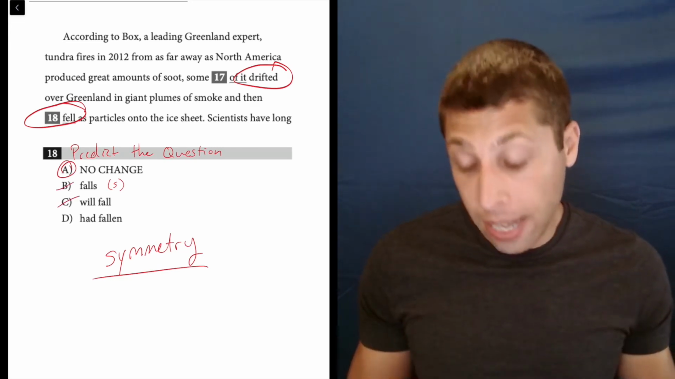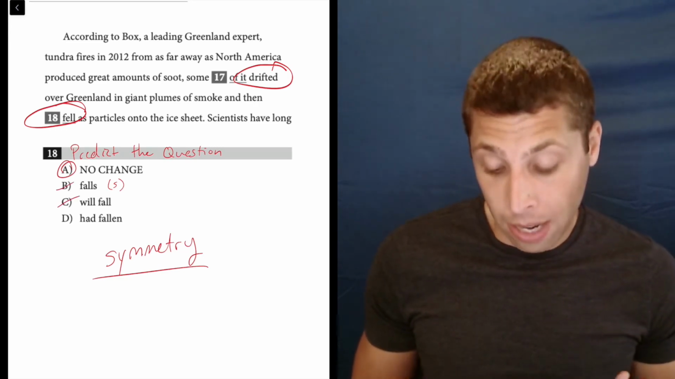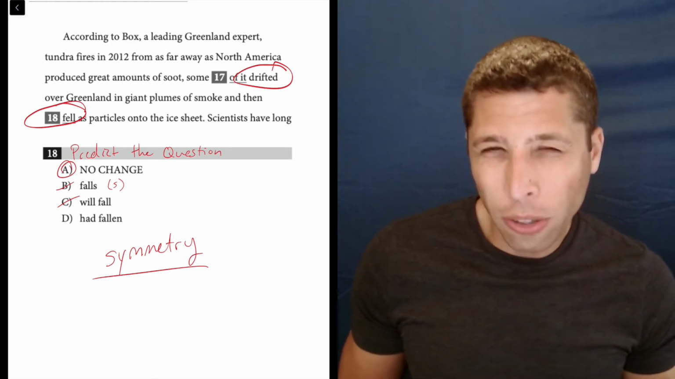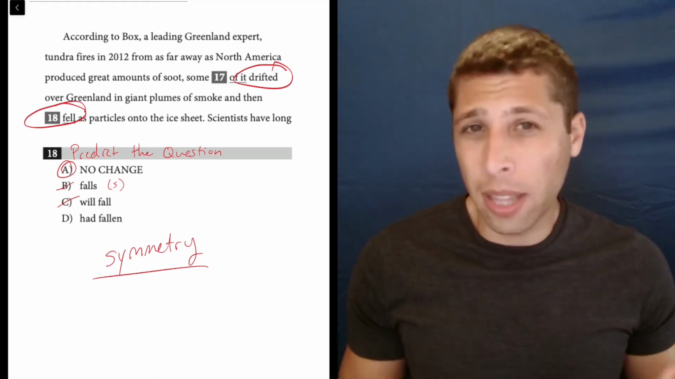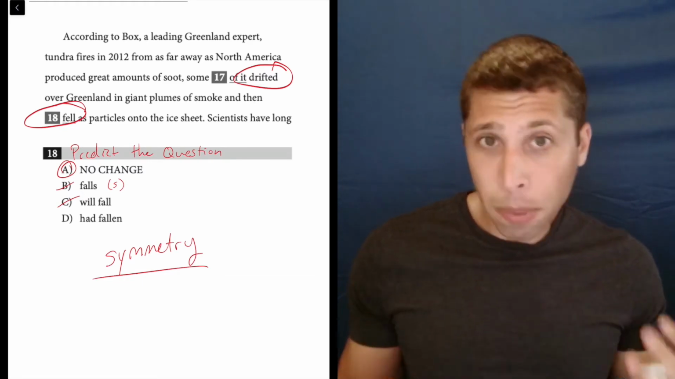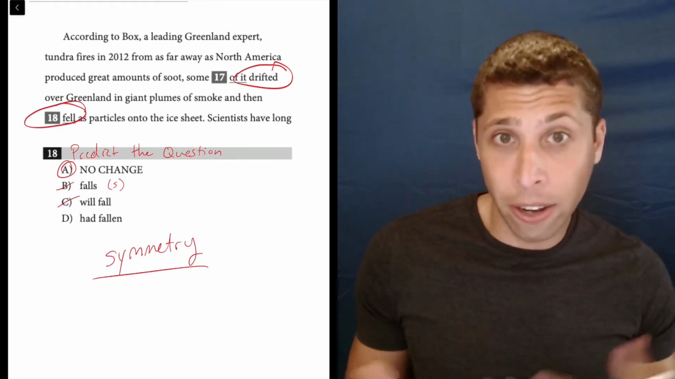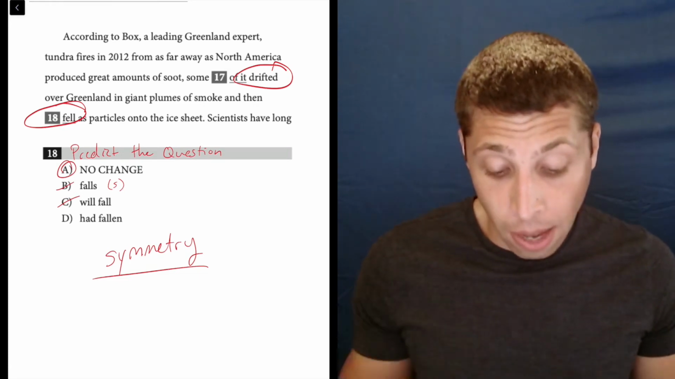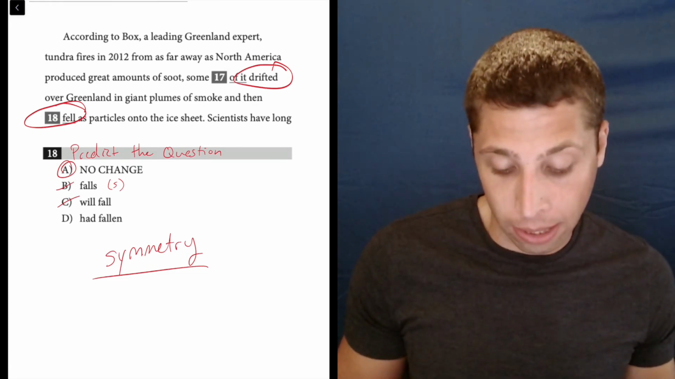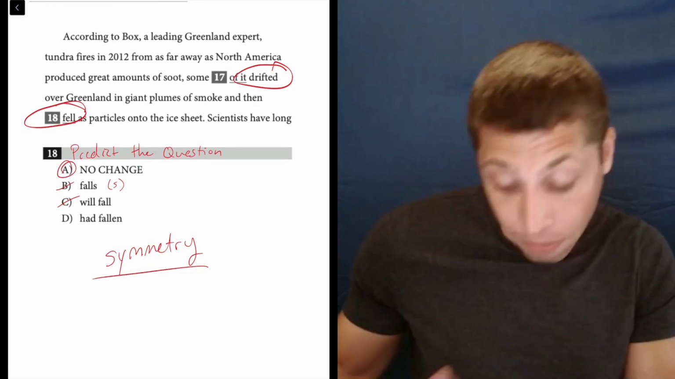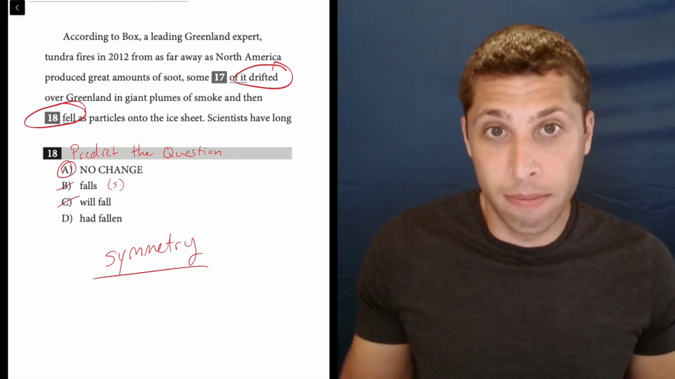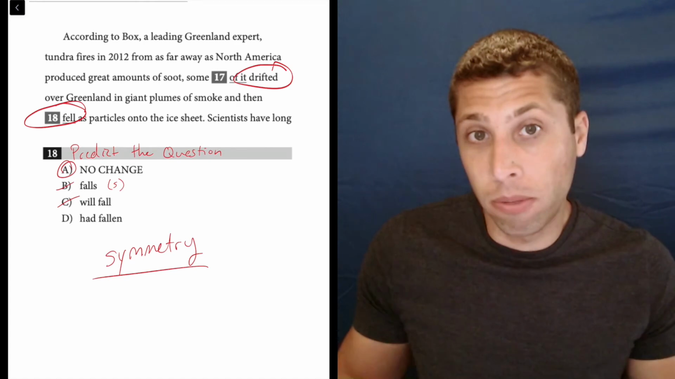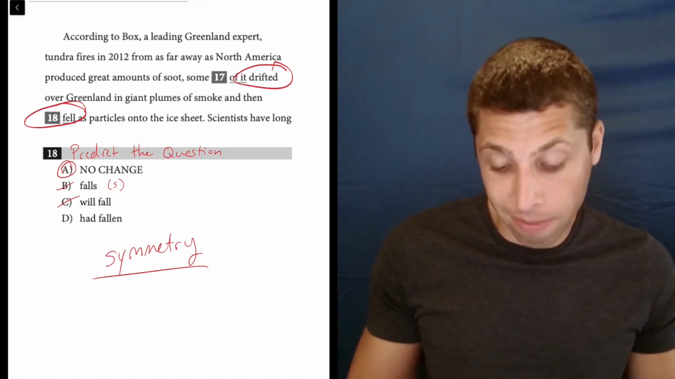I think that D is the one that maybe tricks people a little bit because it's also kind of a past tense. And so you're like, well, why wouldn't that be right? The simple answer is that there's no had on drifted. If it said some of it had drifted over Greenland and then had fallen as particles, then yeah, fine. But there's no had on drifted, so simple, just don't put it on fell either.